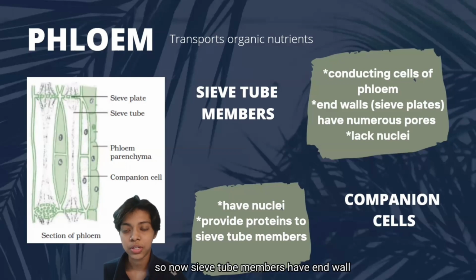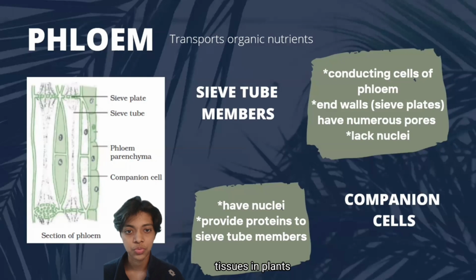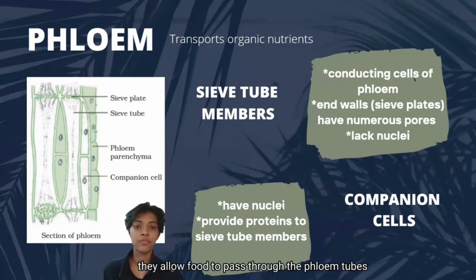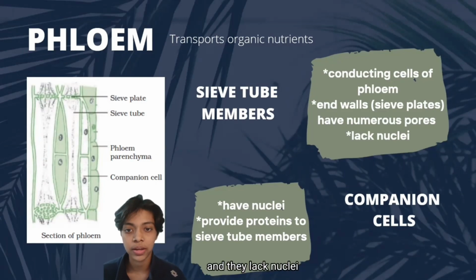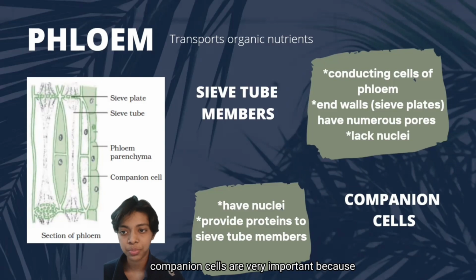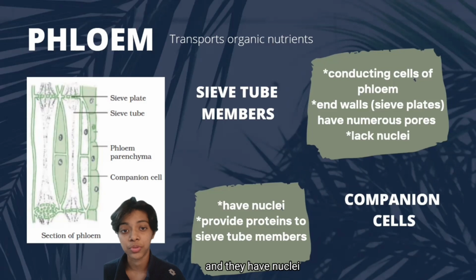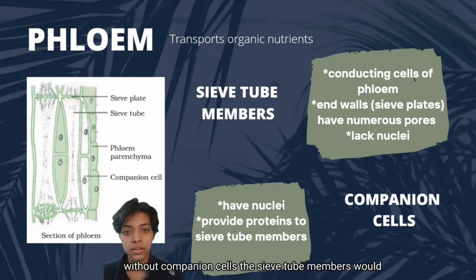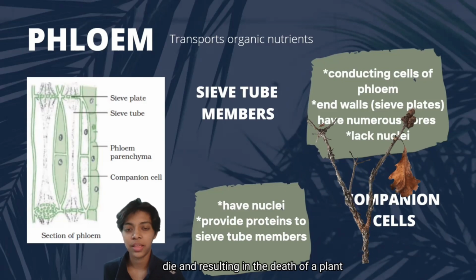Now, sieve tube members have end walls. The end walls have sieve plates. Sieve plates are connecting and transporting tissues in plants. They allow food to pass through the phloem tubes. Sieve tube members have numerous pores and they lack nuclei. Companion cells are very important because they provide nutrients to sieve tube members and they have nuclei. Without companion cells, the sieve tube members would die, resulting in the death of the plant.